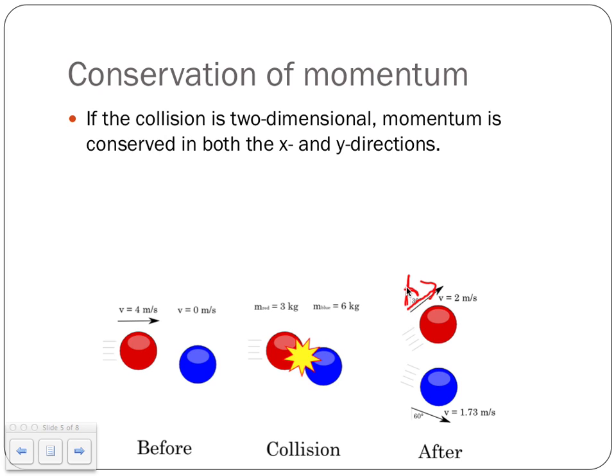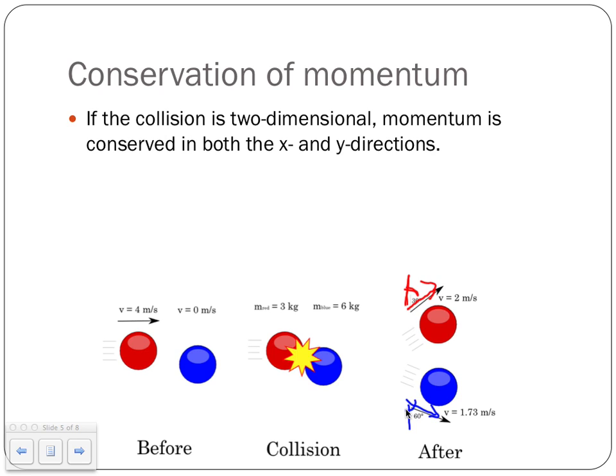And the blue ball is going to be traveling at an angle of 60 degrees, so that's a 60-degree angle right in there, at 1.73 meters per second. And so let's verify that, at least within the significant figures, momentum is conserved. So what we're going to do here is find the original momentum in both the x and the y directions, and then find the final momentum in both the x and the y direction and verify that they're the same.